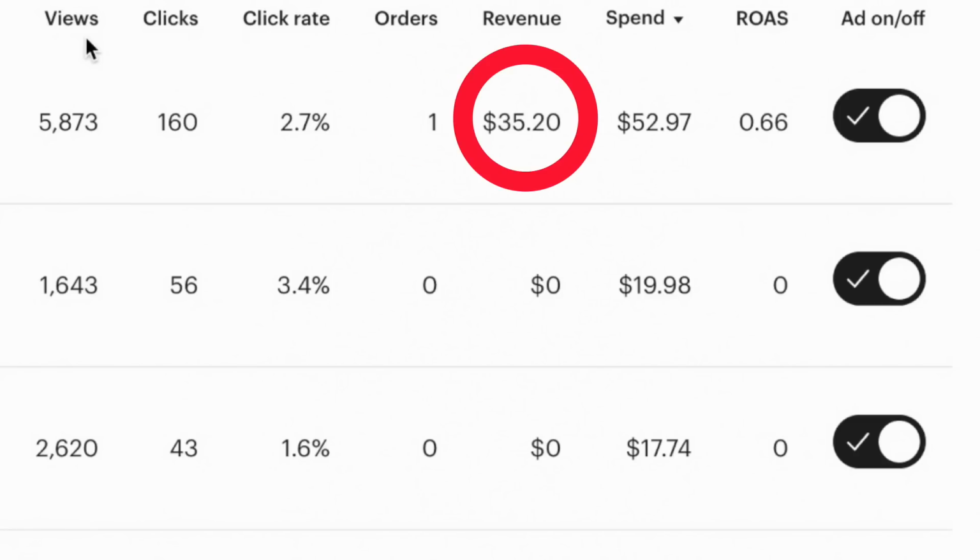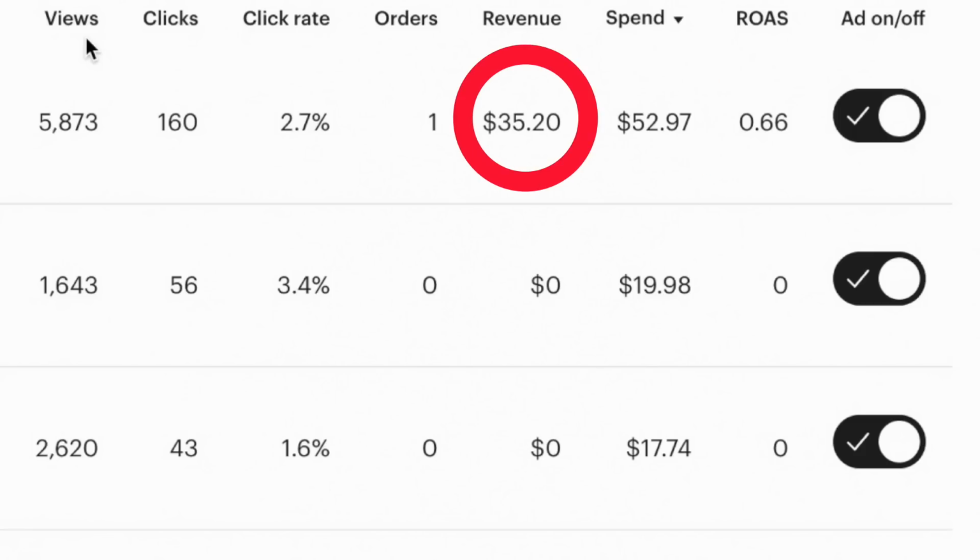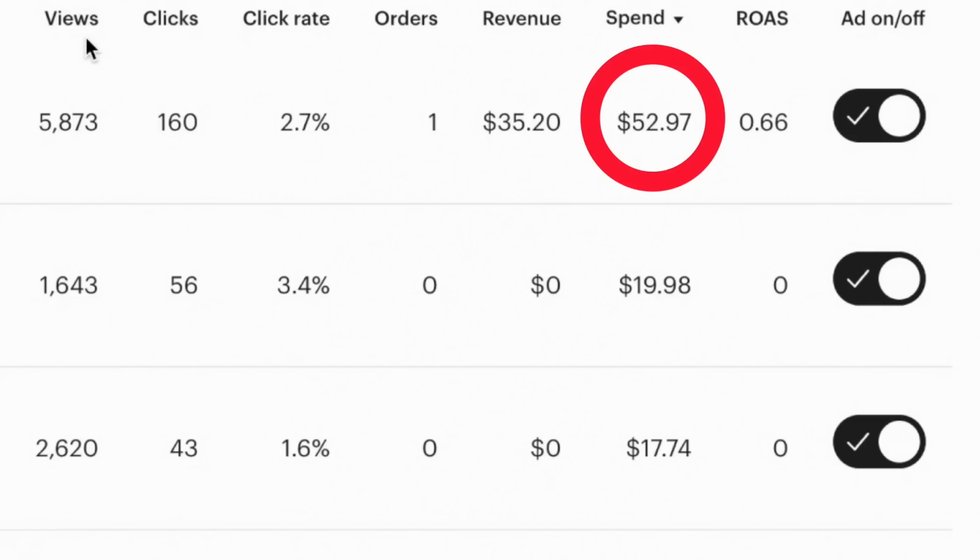I got one order. The revenue was $35.20, and the spend was $52.97. That means that I've spent $52.97 on ads for this listing over the last 4 days. Those 160 clicks cost me $52.97. Out of that $35.27 revenue, I probably only got about a little over $10 from that being profit. Now, if you look at the spend column again, you see I spent $52.97. So over the last 4 days, I'm out about $40 on this listing.